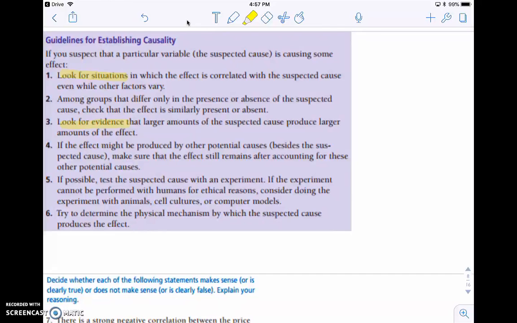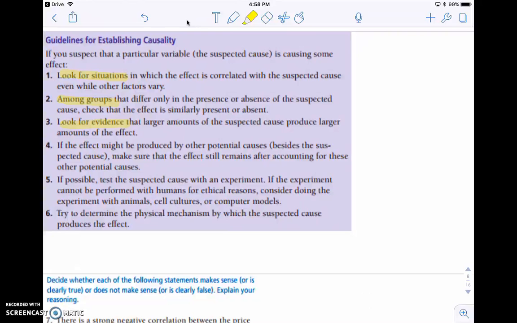So again, in the beginning, we're looking at evidence. We're looking among groups. We're just observing, gathering a little bit. And then number 4, if the effect might be produced by other potential causes besides the suspected cause, make sure that the effect still remains after accounting for these other potential causes. So if you introduce other variables and it's still present, okay, then we want to continue.